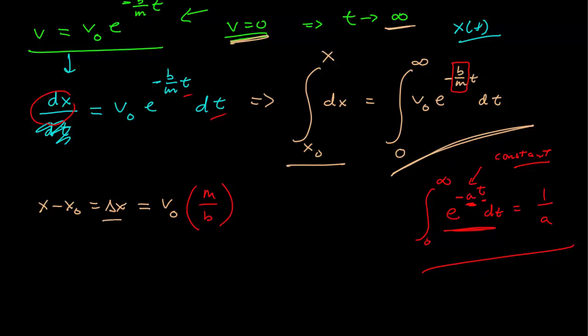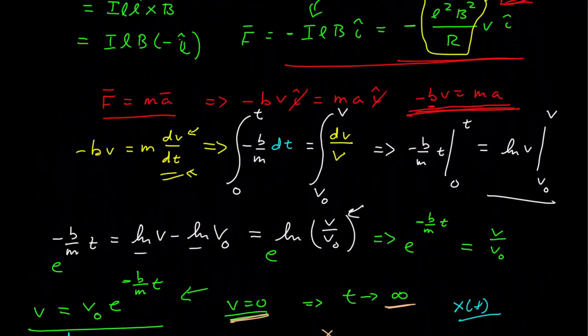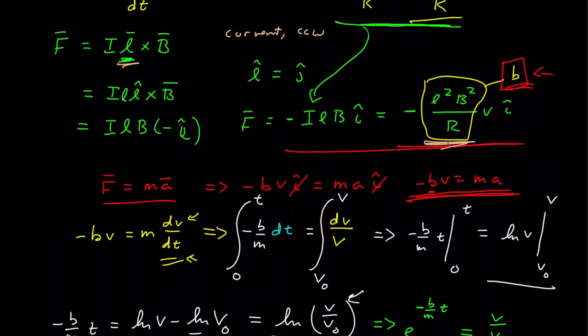So this delta x, that's the distance that it goes. That's what we're looking for. And it's equal to this expression here, which we know, so we can just go back and look up what b was. v naught m over b. b, as we defined it, was L squared B squared over R.